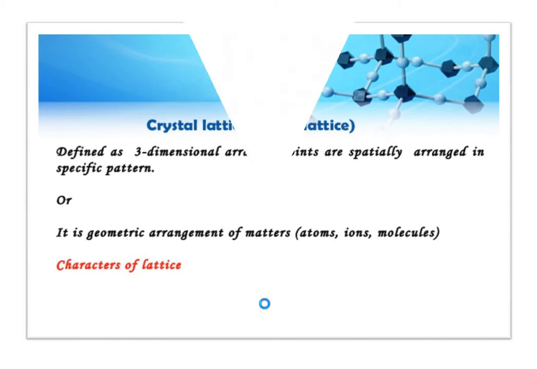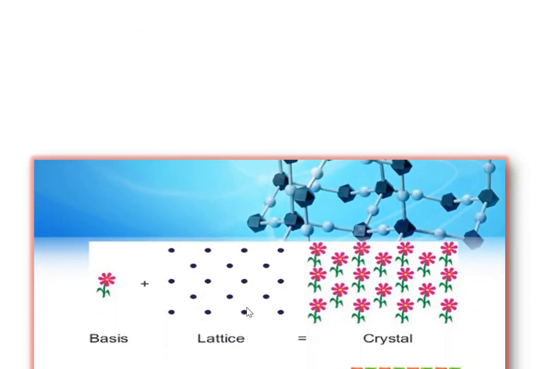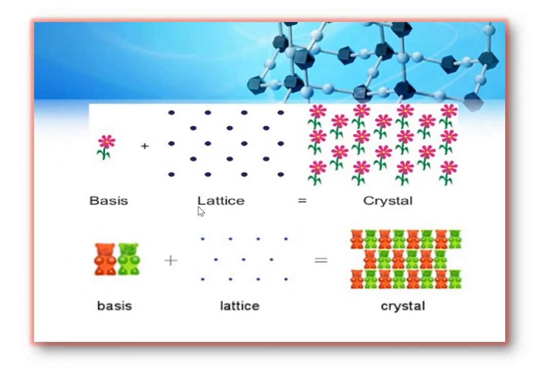Characters of lattice. Let us study the characters of lattice. Now here, basis plus lattice equals crystal. Schematically I have shown one flower as a basis and so many points in the lattice. So when we combine basis and lattice, each flower combines with the lattice and we form the structure of the crystal. Now this is shown by means of atoms arrangement, basis plus lattice equals crystal. So see here, this is the regular periodic arrangement of atoms forming the crystal.